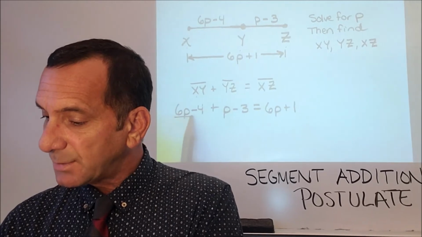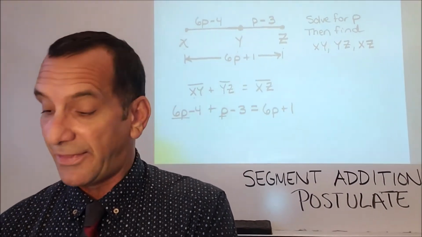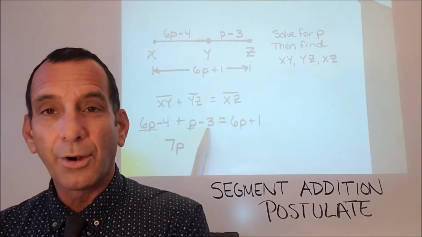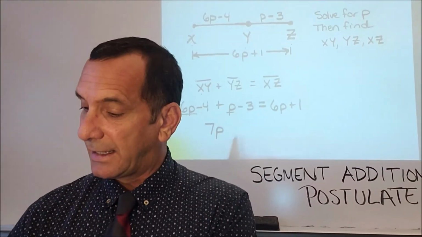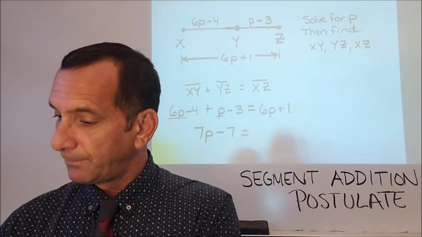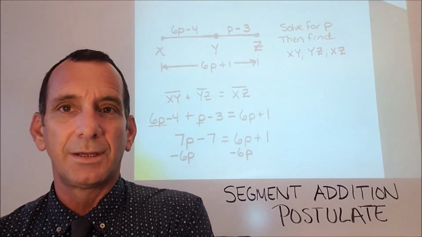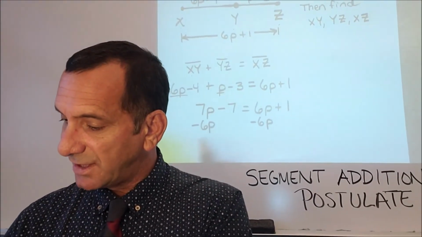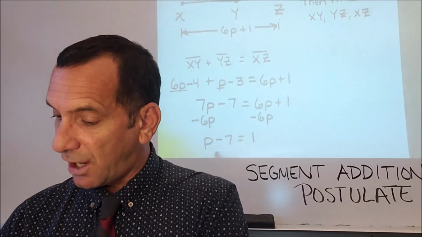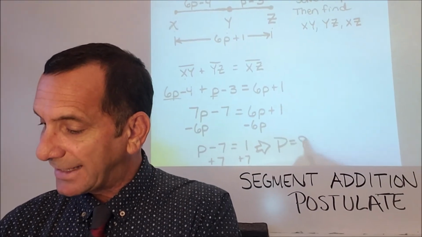So, I have 6p plus p on the same side of the equation, so I can just combine like terms when they're all on that side. 6p plus p is 7p, and then I've got a -4 and -3 on the same side. I can combine the -4 and the -3. 7p minus 7 equals, no combining like terms on this side, 6p plus 1. Minus 6p on both sides, and that just gives us p minus 7 equals 1. Now finish it off, add that 7 to both sides because we are algebra experts. P equals 8. I'm going to underline that.